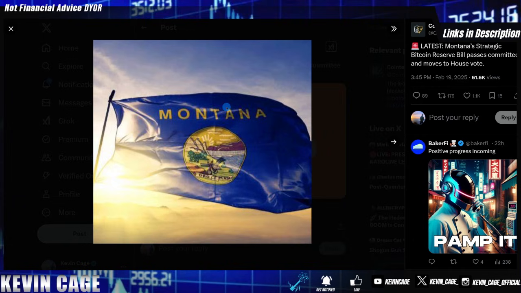We also have right here, Montana's Strategic Bitcoin Reserve Bill passes committee and moves to House vote, so that would be absolutely crazy to see a Bitcoin strategic reserve in the US. It sounds crazy until it isn't. Now, this isn't something that happens overnight, but this happening with the new administration, and according to President Donald Trump, this would be one hell of a catalyst.